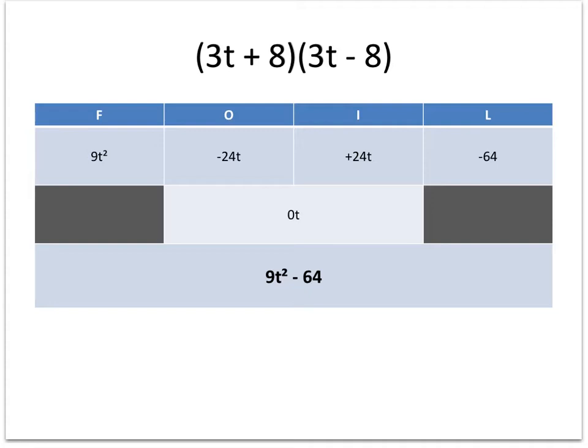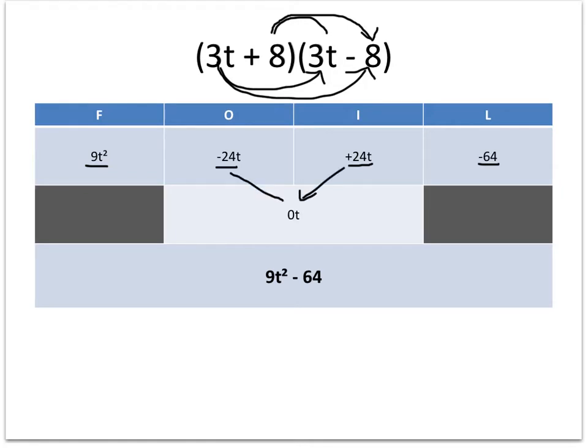Again, 3t times 3t, 9t squared. 3t times minus 8, negative 24t. 8 times 3t, positive 24t. And 8 times negative 8 is a negative 64. Your middle terms cancel out again and become 0. And you're left with the difference of two perfect squares.